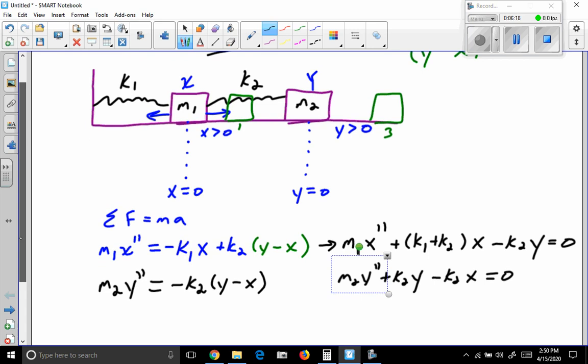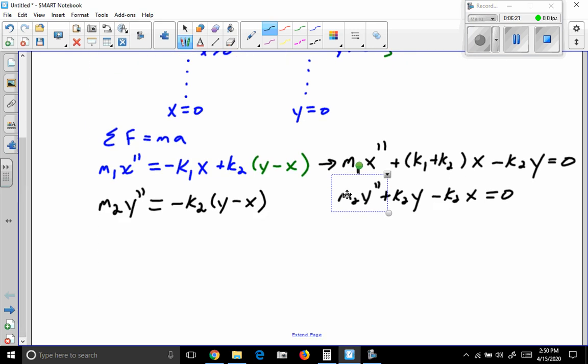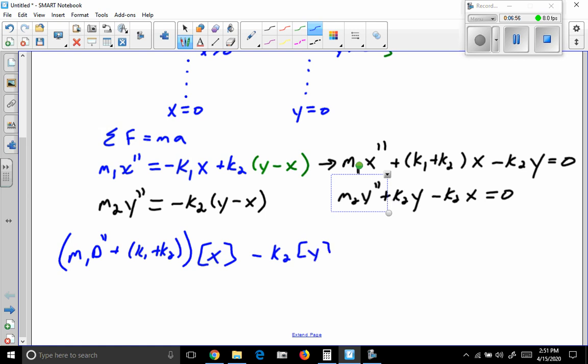So now let's take a minute and let's convert these to D notation. So for this top one, for x, we have m1 times the second derivative of x. We have k1 plus k2 times x. So that's the operation on x. And then we have minus k2. That's the operation on y.